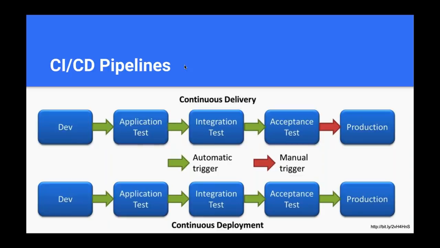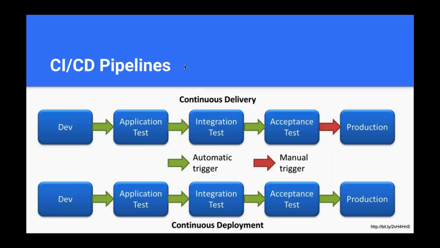So this is how a CI/CD pipeline would look. There is a dev environment, then it goes to an application test environment, and then there is an integration test, and finally there is an acceptance test, and there someone in the QA team will create a manual trigger which will move it to production. But in most cases, when testing is also automated, you don't even need that.